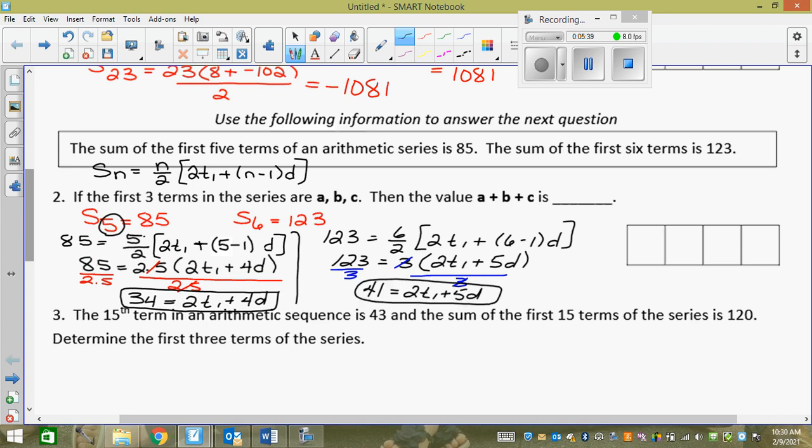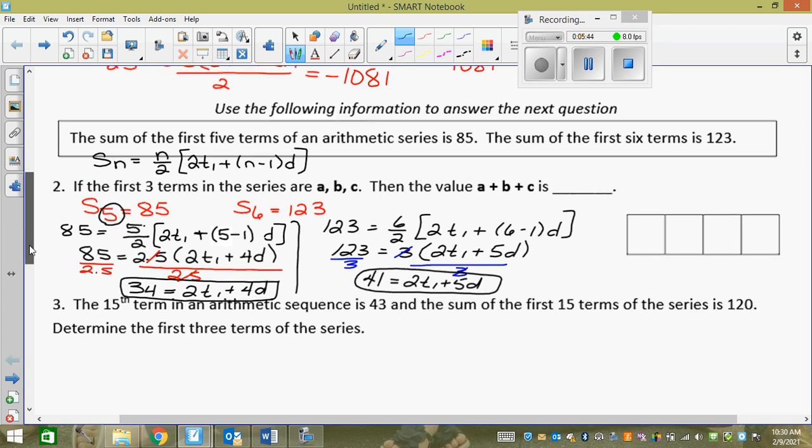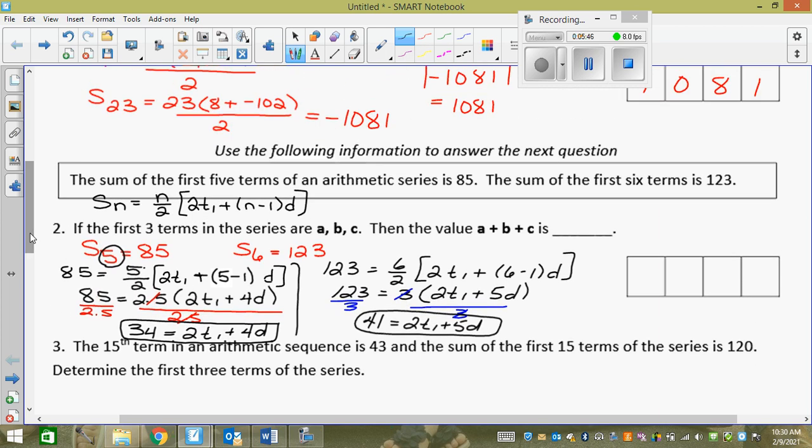And then my next thing is to do elimination, right? So you have to be able to spot these types of questions. So we get the two equations, and then we have to do elimination. So we stack them. I like writing them that last. So I'm going to go 2t1 plus 4d equals 34, 2t1 plus 5d equals 41. And then I subtract. I get negative d equals negative 7. So d equals positive 7.